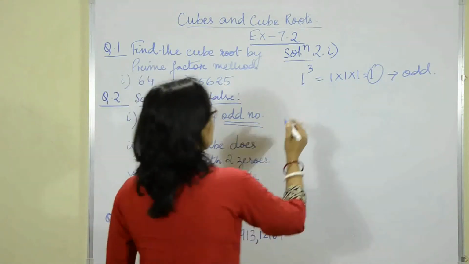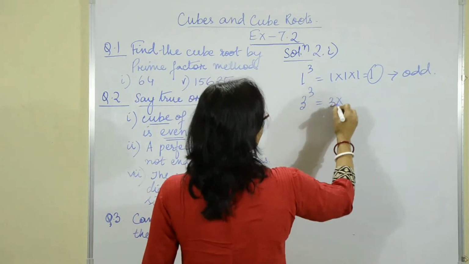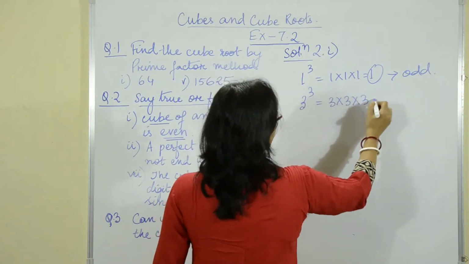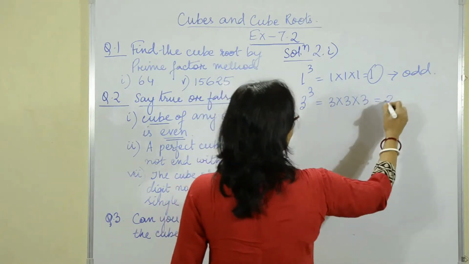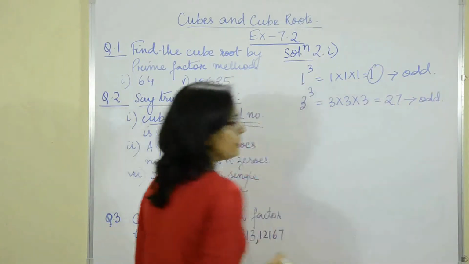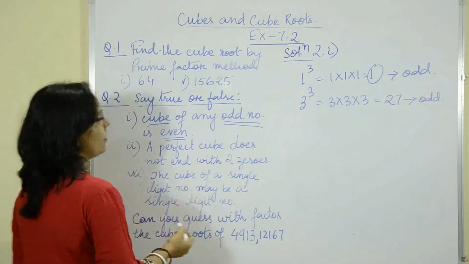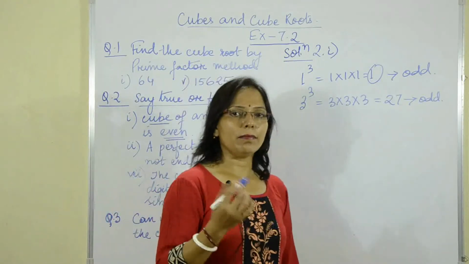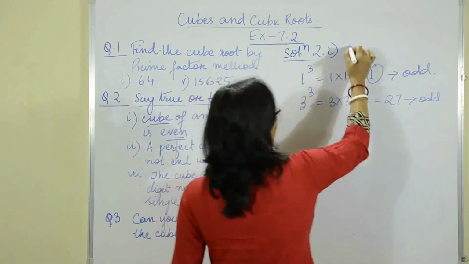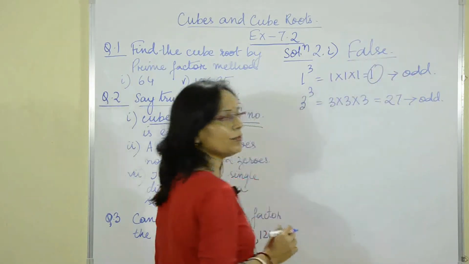Now this means the statement is not true. Let us check one more. Say I have taken 3 cube. 3 cube is 3 into 3 into 3. Now 3 into 3 is 9. 9 into 3 is 27. Again this number is odd. So this means that this statement is not true. Cube of any odd number is not even but odd. So here what will we write? The statement is false. It is not true.